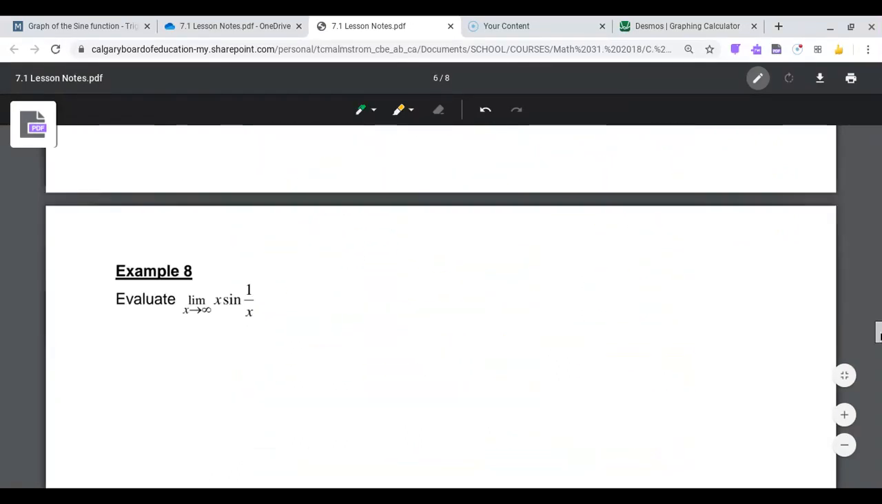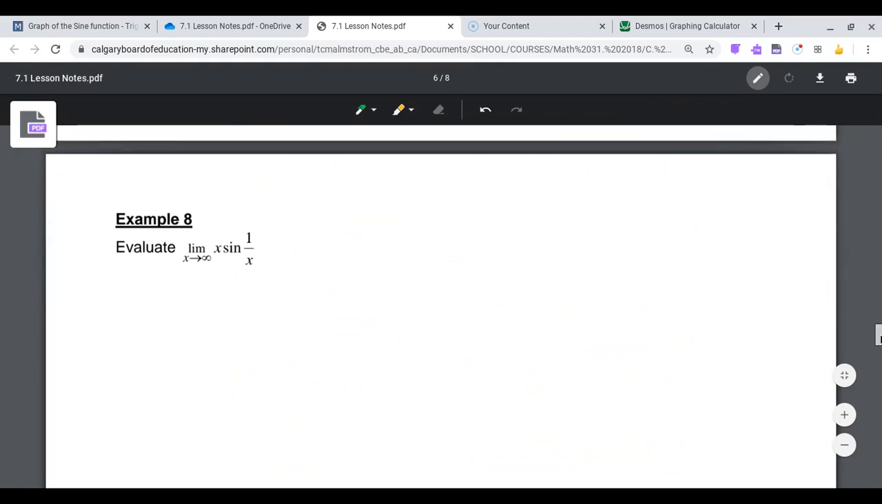Okay, what's next? Example 8. So we're looking at the limit as x goes to infinity, which is a little bit different than what we've been looking at so far. And then I have this x times sine on 1x. So it kind of looks like the fundamental trig limits, maybe flipped upside down. I don't really like that x is going to infinity right now, so I'm going to do a different type of algebraic manipulation.